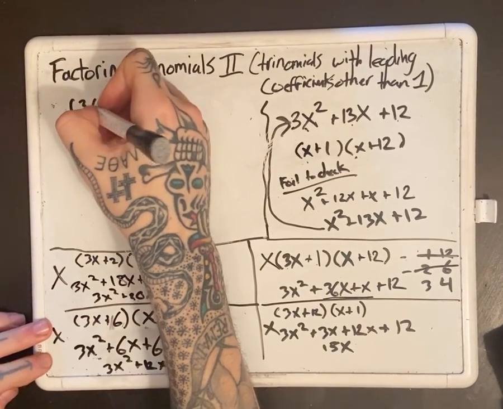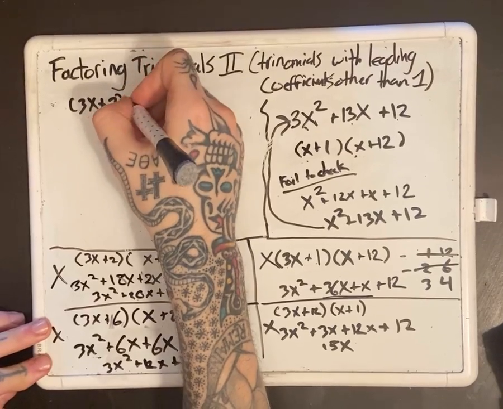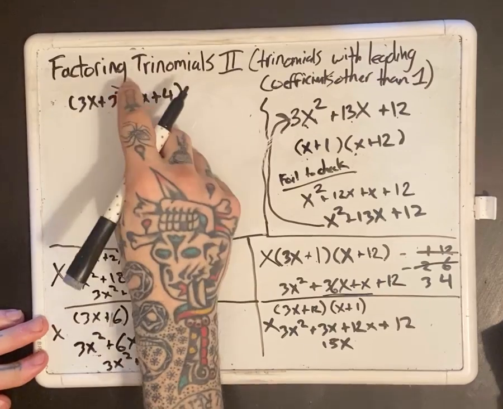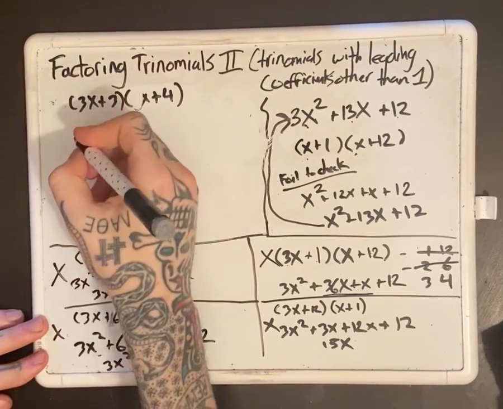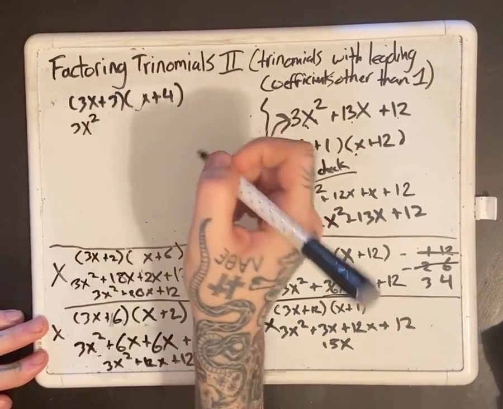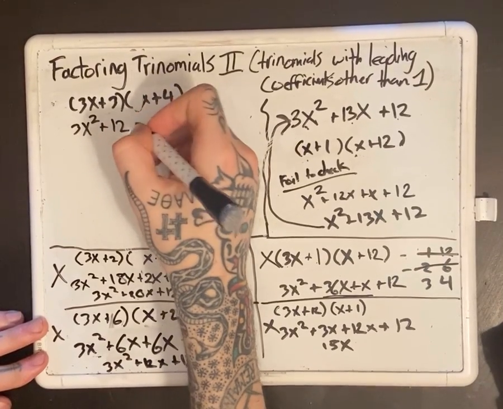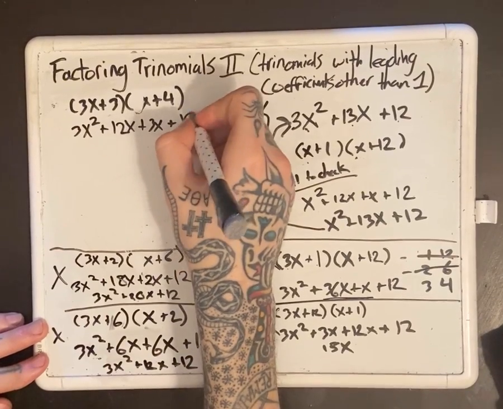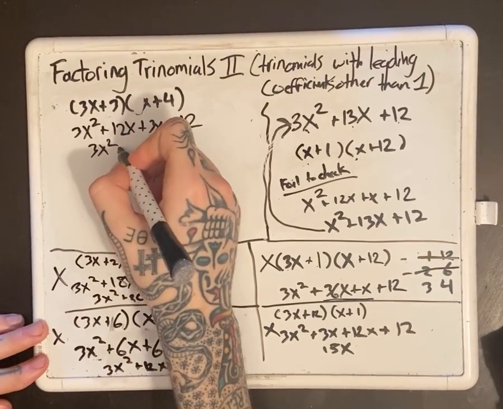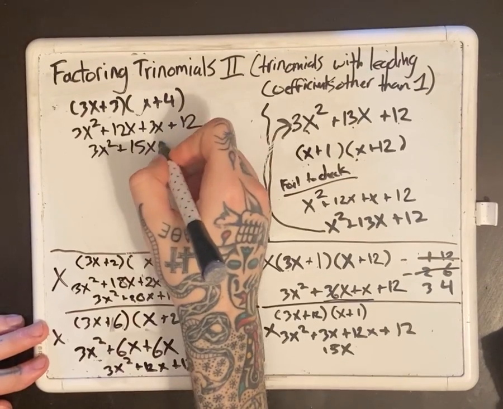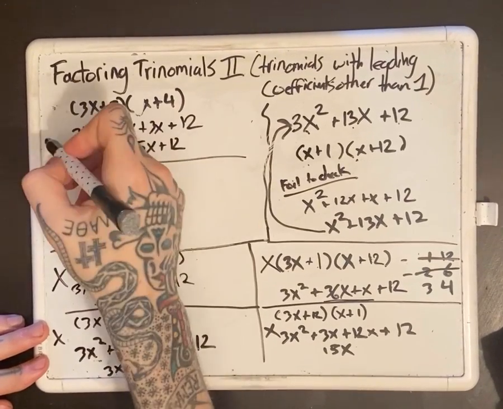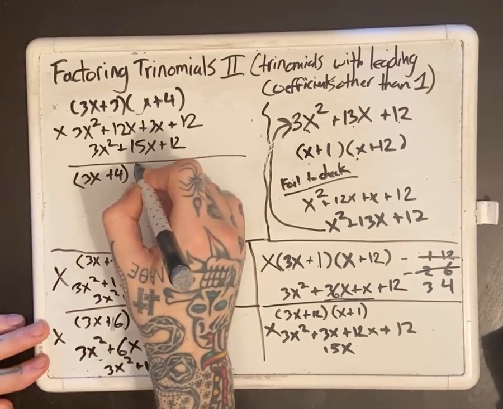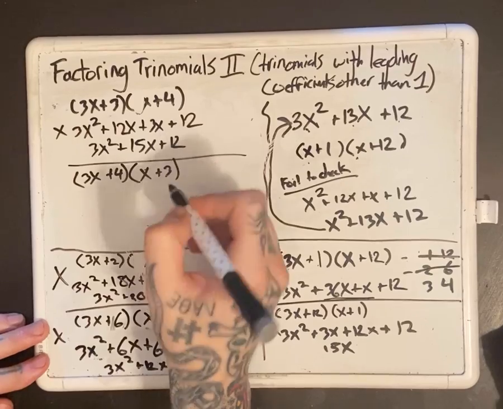So 3x plus 3, 3x plus 4. Just x plus 4. I don't know why I keep doing that. We're going to get 3x squared plus 12x plus 3x plus 12. So this is also not the answer. This is going to give us 15x plus 12. So it must be this last option, 3x plus 4, x plus 3.